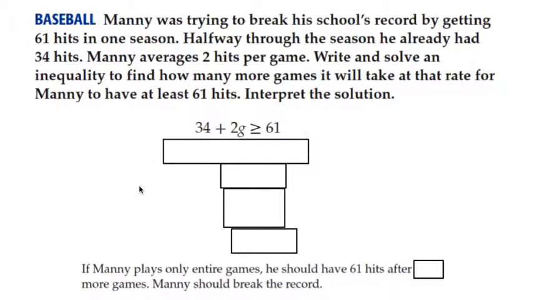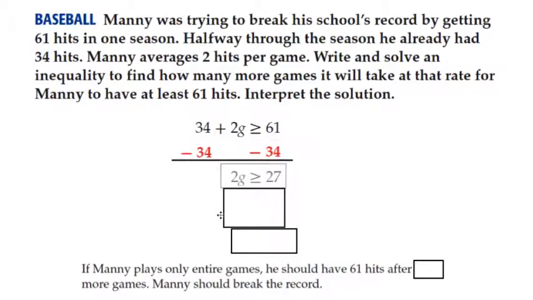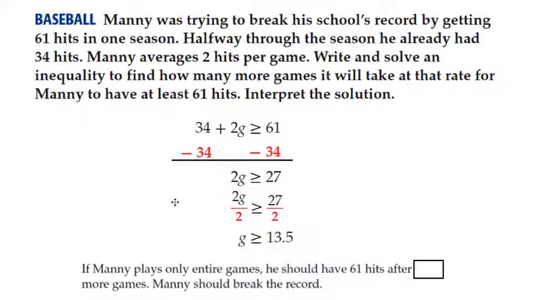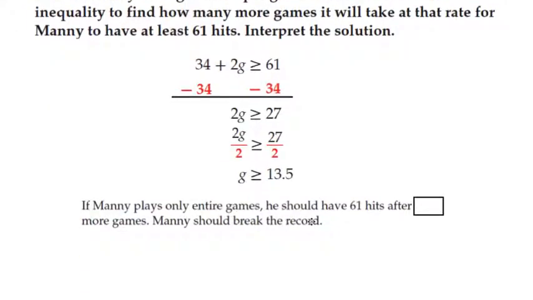So here's our equation. He already has 34 hits. He gets 2 per game, and we want that to be greater than or equal to 61. To solve this, we need to subtract 34 from both sides, and then we're going to divide by 2. When we do that, we find that G is greater than or equal to 13.5. So if he plays only entire games, he's going to need a total of 14 games. We need to round this up because he's not going to play part of a game.